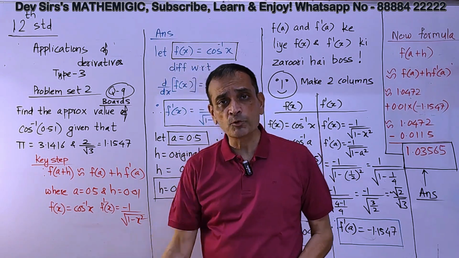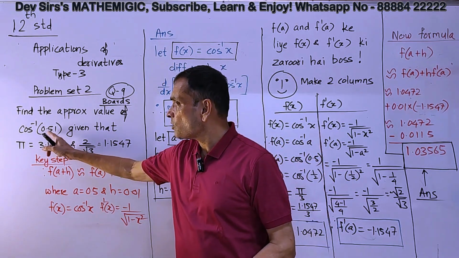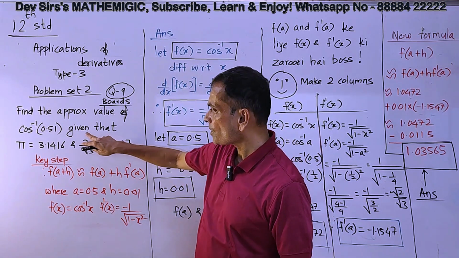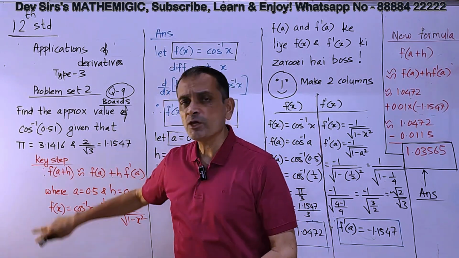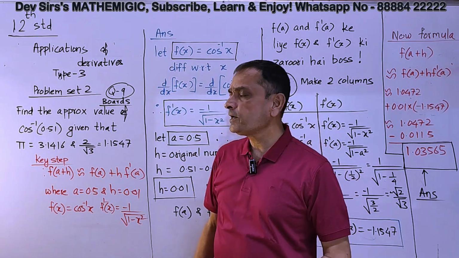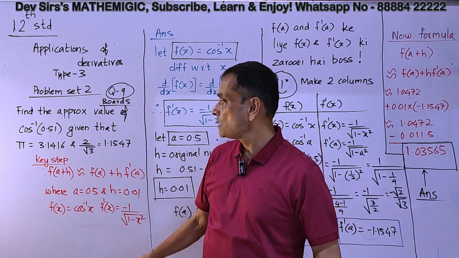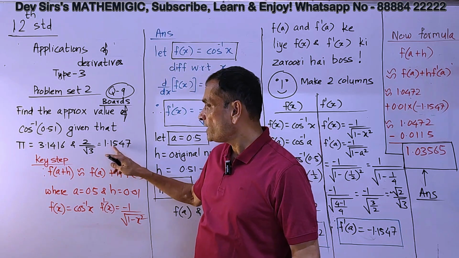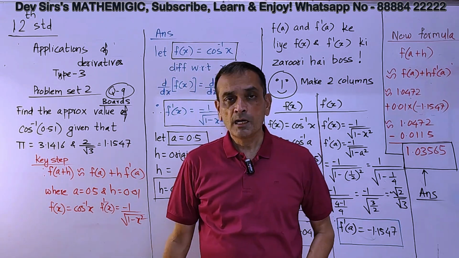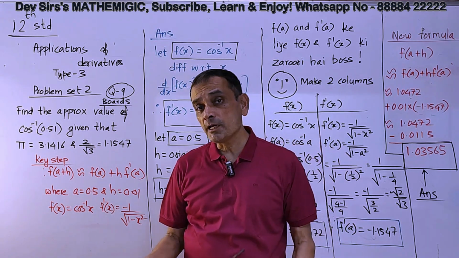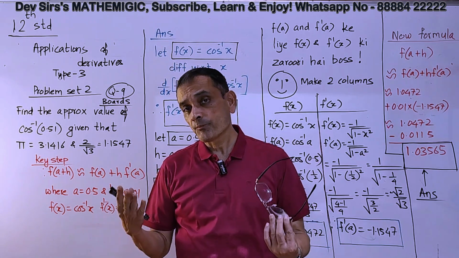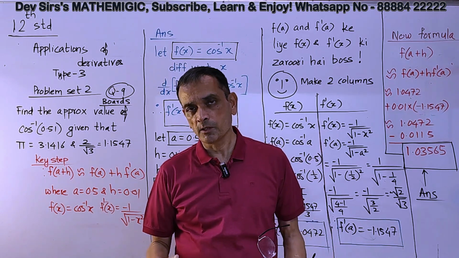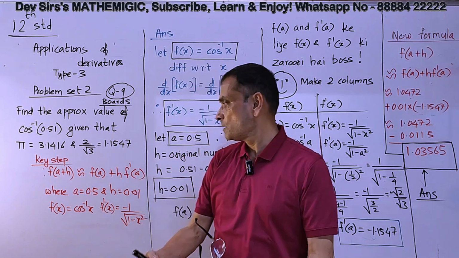See again what has been asked: cos inverse 0.51. Given that the value of pi is 3.1416 and 2 by root 3 is 1.1547. Where do pi and 2 by root 3 come in? We will see, don't worry, we have to substitute later. Let us see the basic steps.